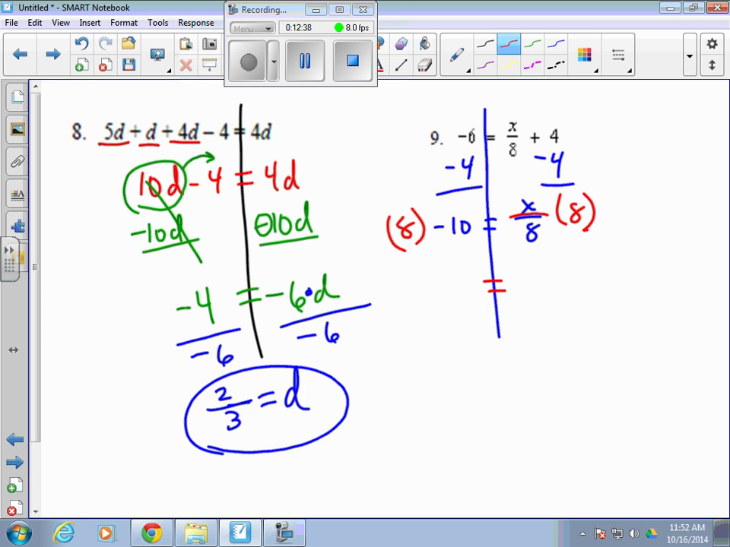A positive times a negative is always going to be a negative. This part right here is going to cancel out and leave you with x. A positive times a negative is a negative. 8 times 10 is negative 80. X is equal to negative 80.